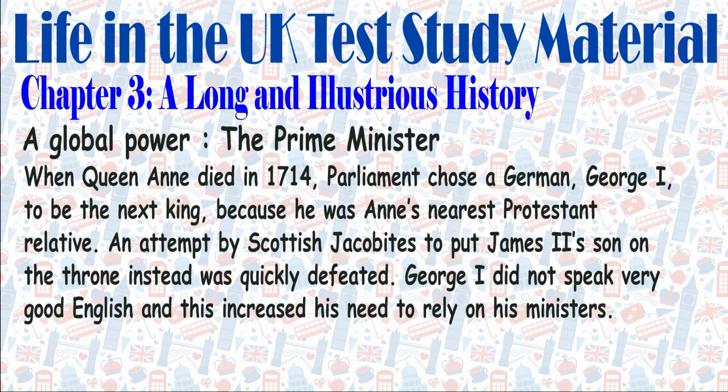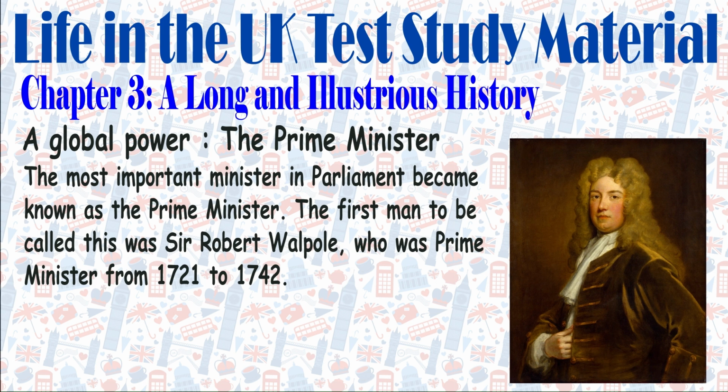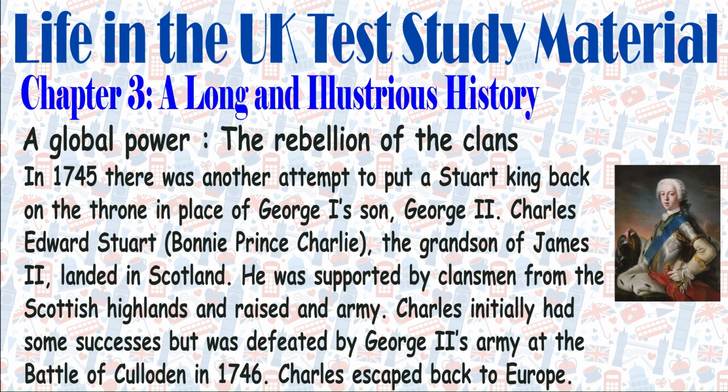The Prime Minister. When Queen Anne died in 1714, Parliament chose a German, George I, to be the next king, because he was Anne's nearest Protestant relative. An attempt by Scottish Jacobites to put James II's son on the throne instead was quickly defeated. George I did not speak very good English and this increased his need to rely on his ministers. The most important minister in Parliament became known as the Prime Minister. The first man to be called this was Sir Robert Walpole, who was Prime Minister from 1721 to 1742.